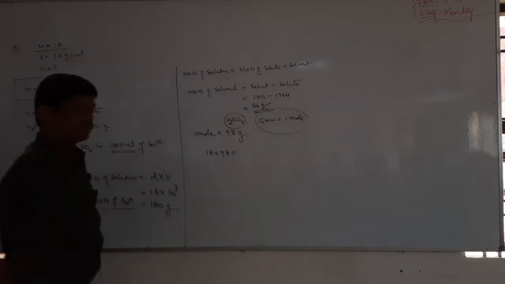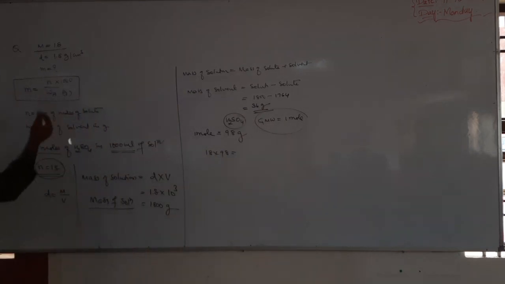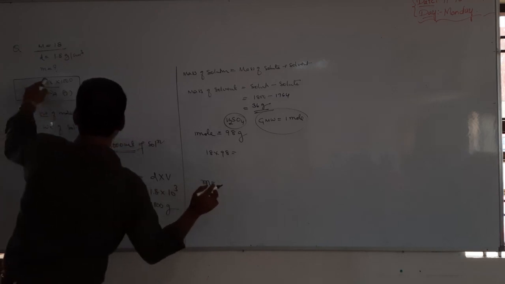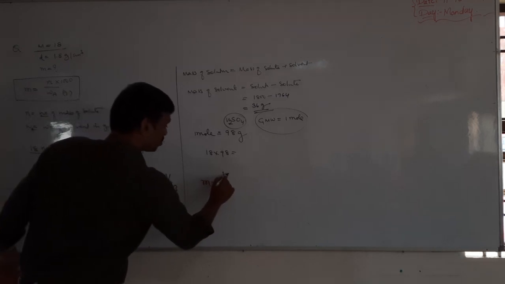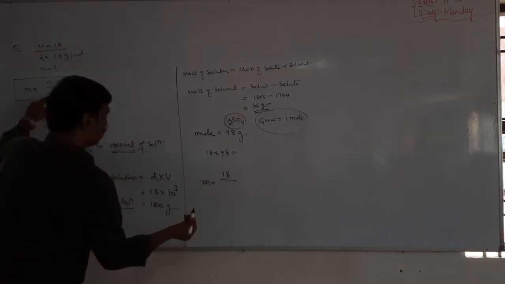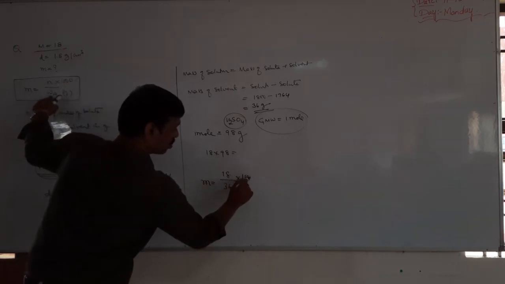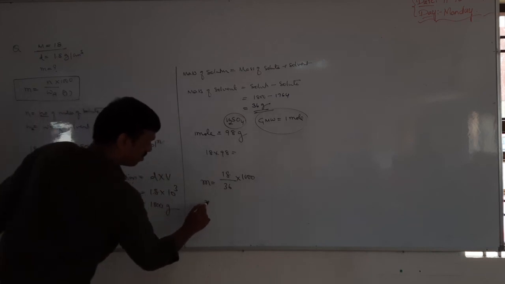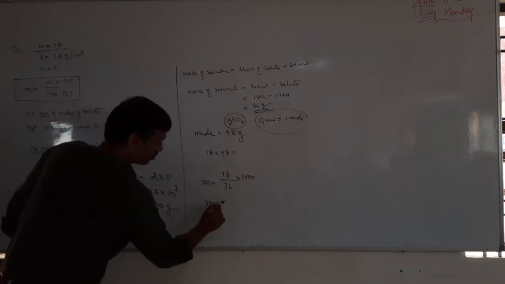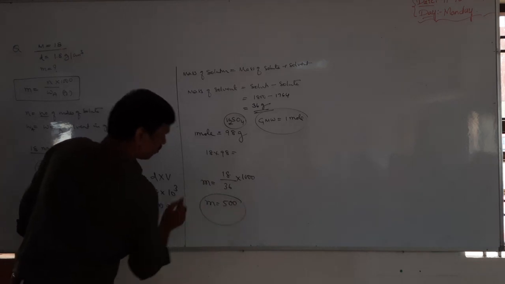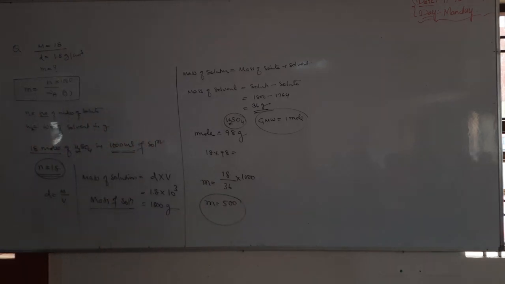So now substitute in this equation: molality is equal to number of moles, 18 moles, by W, which is 36 grams, into 1000. So tell me, we got 500. Okay, that's it.